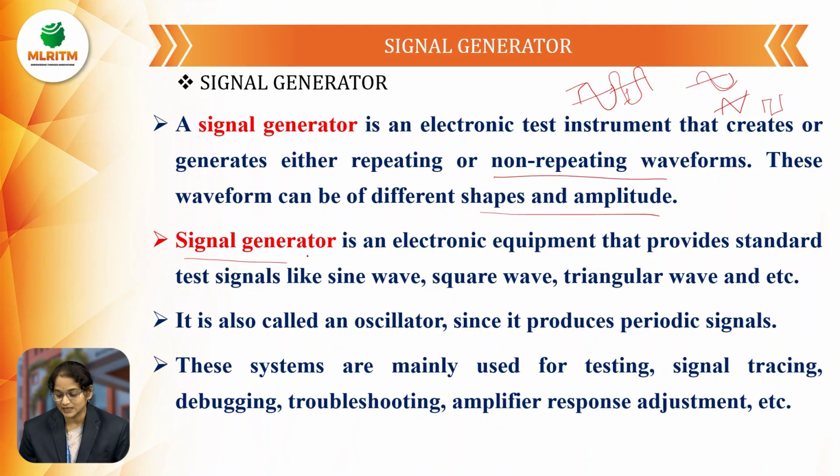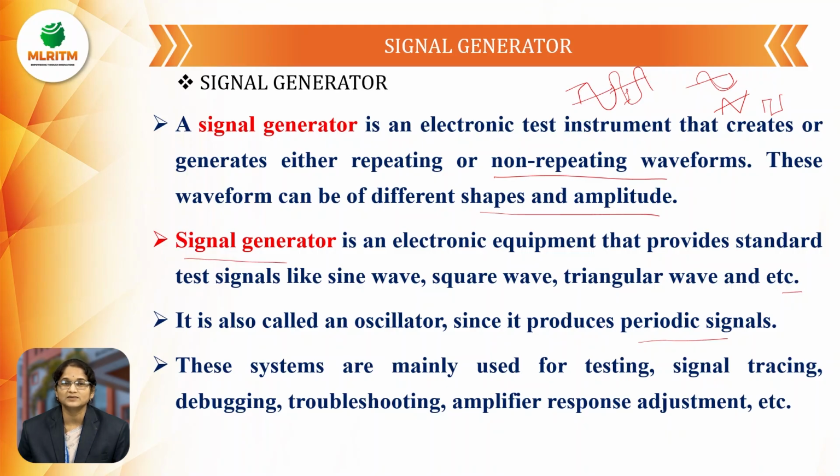The signal generator is an electronic equipment that provides standard waves like sine, square, triangular, as we already discussed, etc. It is also called an oscillator. It produces periodic signals. As the name itself suggests, it generates signals with different amplitudes and frequencies, different signals: sine, square, triangular or sawtooth. It will generate a pure sine wave and pure signals.